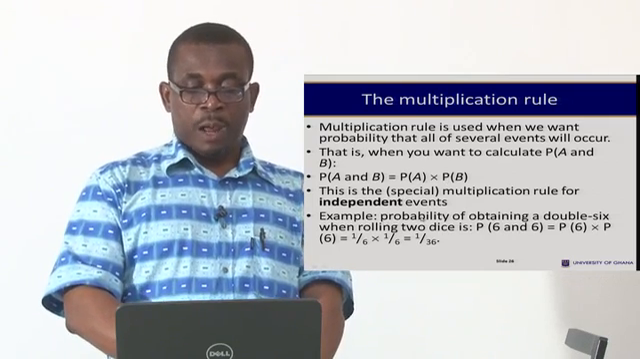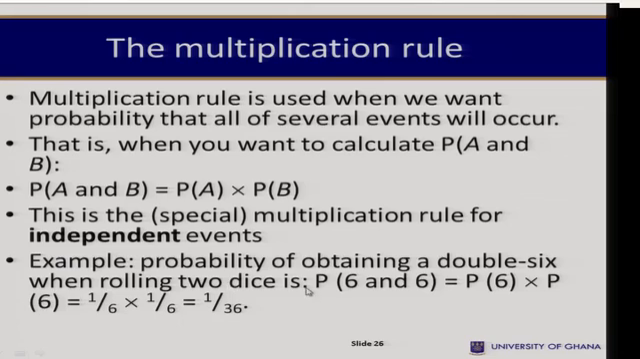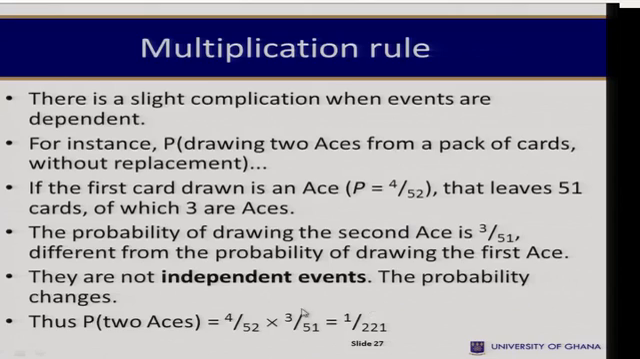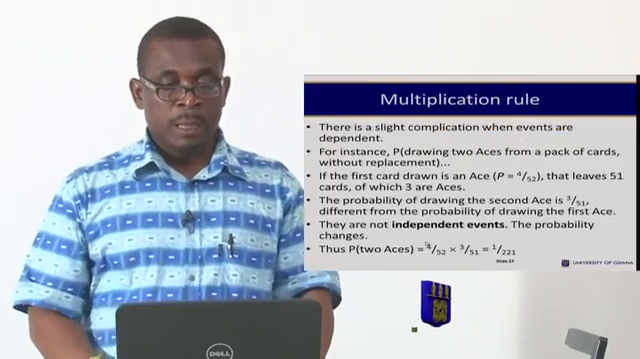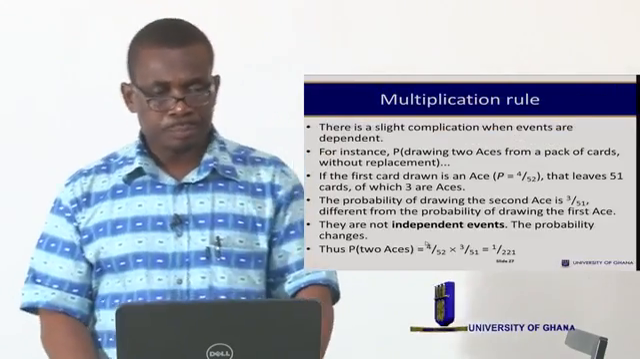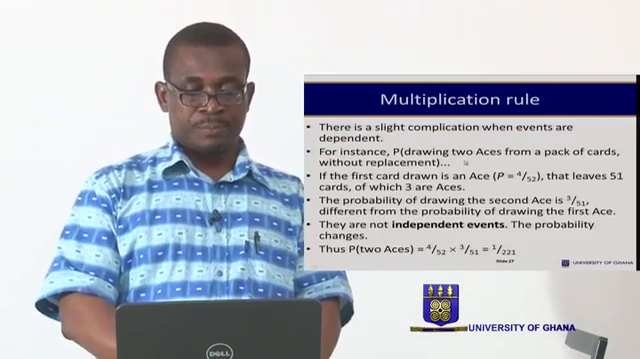So, the probability of obtaining a double 6 when rolling 2 dice is the probability of a 6 and a 6. And since they are independent, it is the probability of 6 times the probability of 6, and it gives us 1 over 6 times 1 over 6, which is 1 over 36. That's the probability. But there's a slight complication when it comes to dependent events.